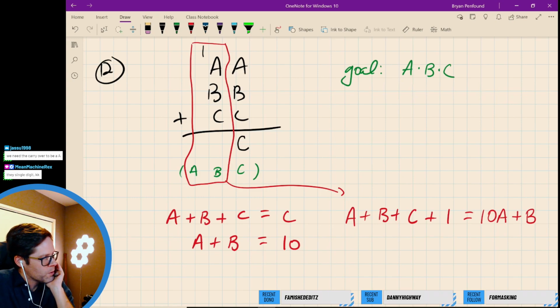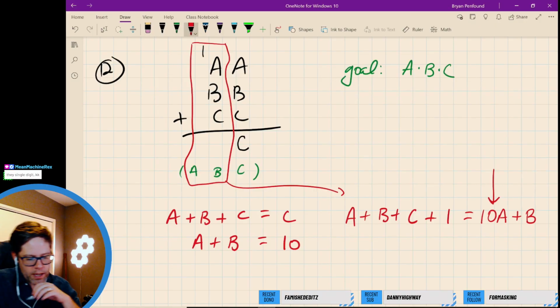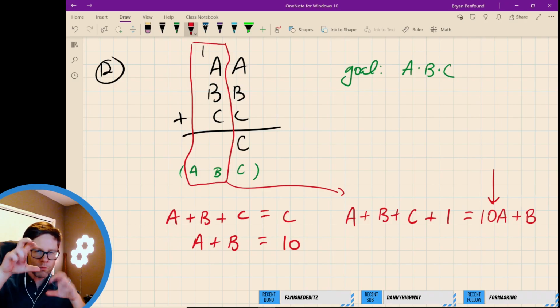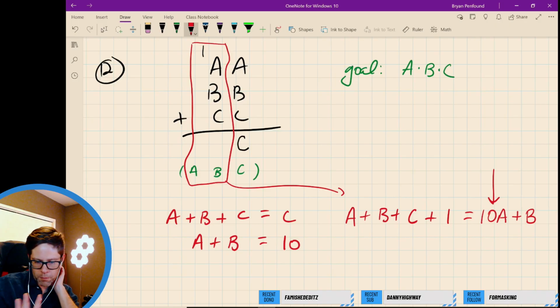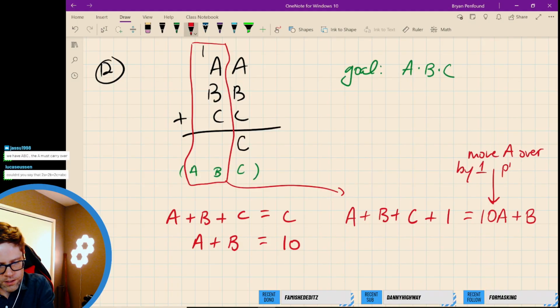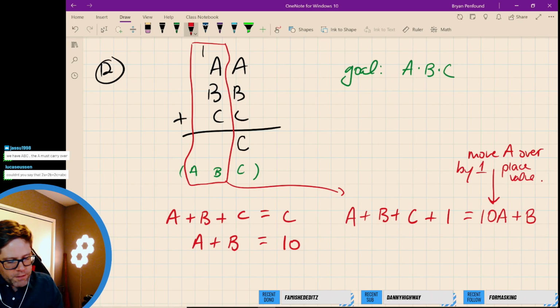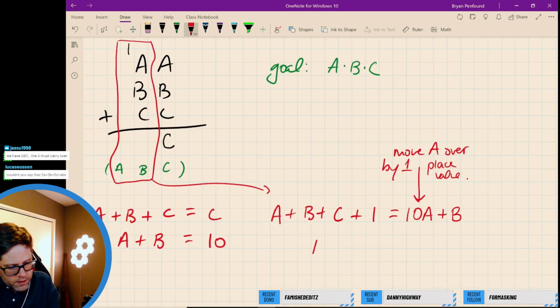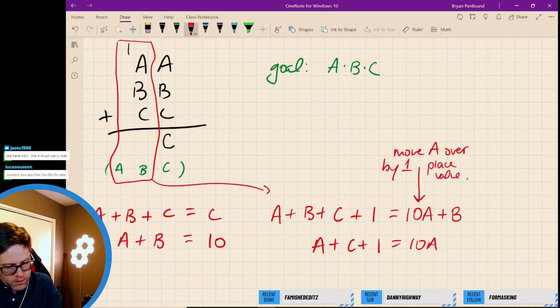And Jasu, I agree with you. We need the carryover to be A. Exactly, so I'm trying to model that here. The carryover is going to be whatever digit I get for A, but I'm going to multiply that by 10, so I'm going to move it over a place value. That's what this 10A means. We're going to move A over by 1 place value. So if we subtract B from both sides, this tells me that A plus C plus 1 is equal to 10A, or that C plus 1 is equal to 9A's.